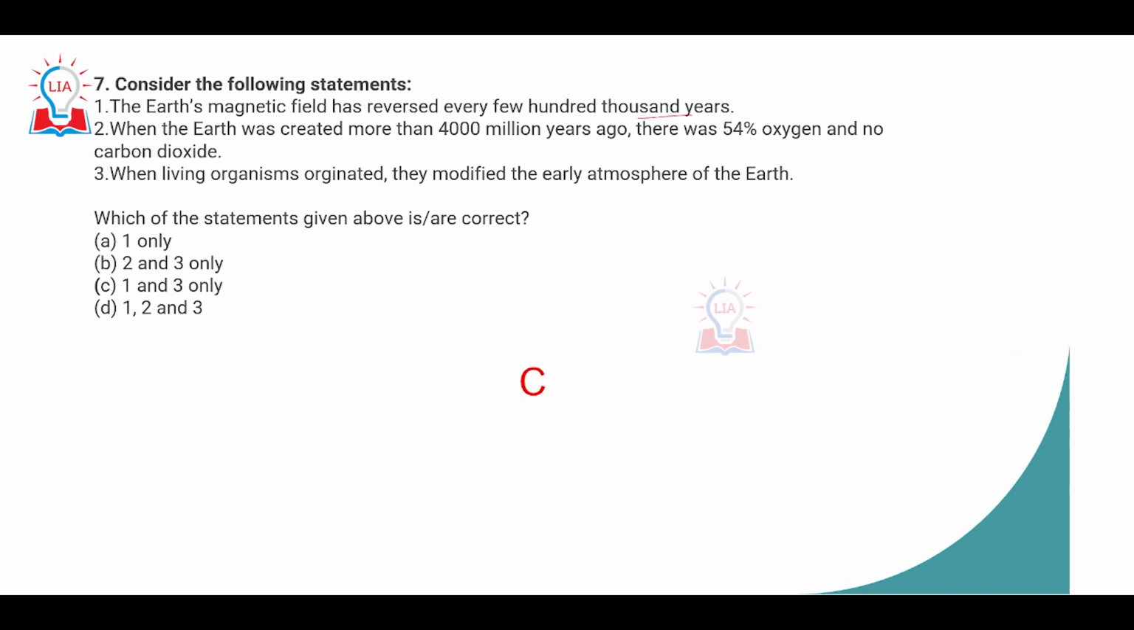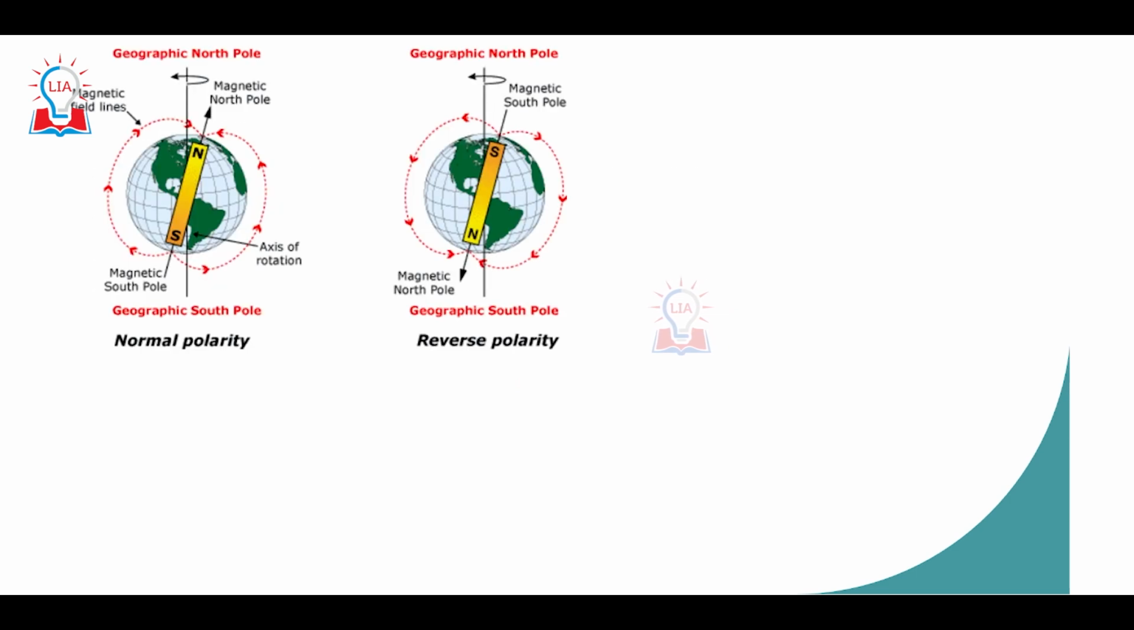Now this statement is obviously a correct statement, because if you look at the polarity of the Earth, we can see that currently the north magnetic pole of Earth is oriented toward the geographical north pole, and the south magnetic pole of Earth is oriented toward the geographical south. So this kind of orientation of the magnetic field of Earth is referred to as normal polarity.